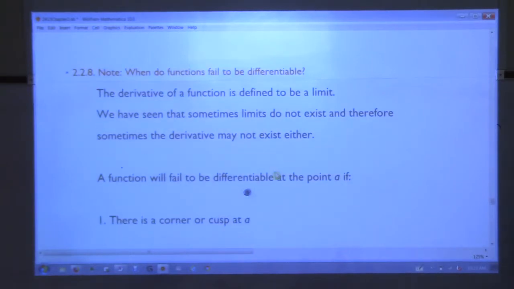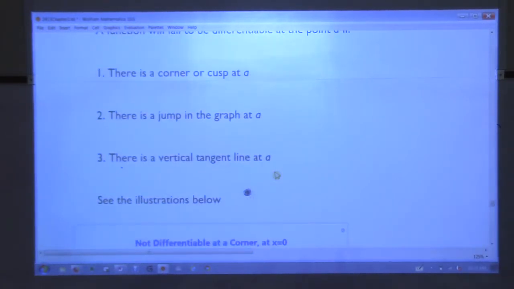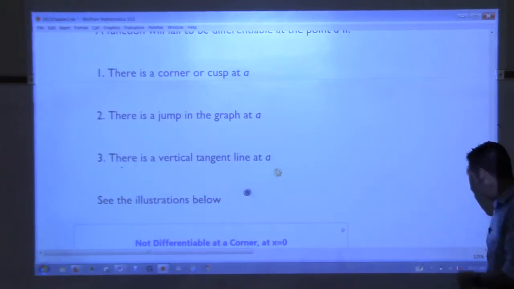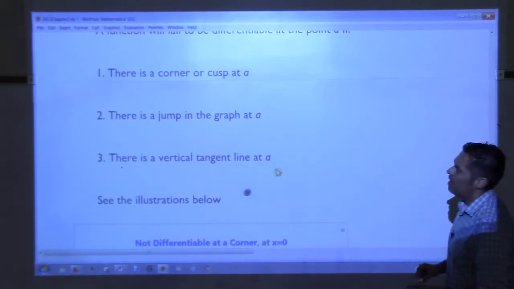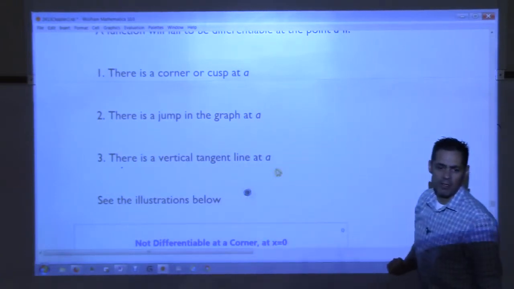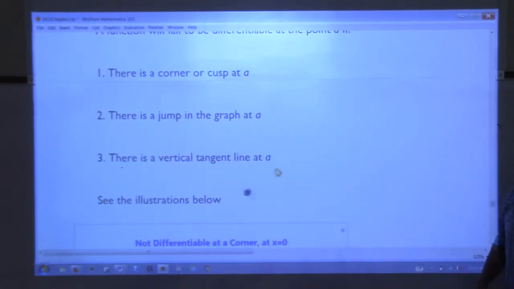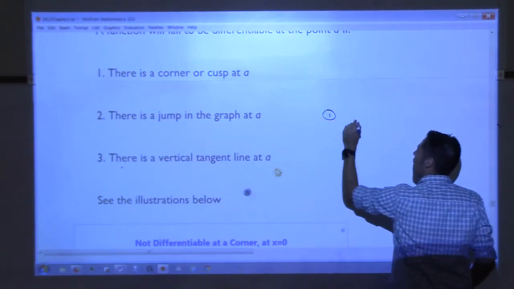All right, so the question becomes, when do functions fail to be differentiable? When does it happen? There are 3 major places where a function would fail to be differentiable. I know we're kind of at the end of class. I know it's a Monday, but these 3 things you do need to know for sure. Anytime you have a corner or a cusp at some point, it is going to fail to be differentiable there.